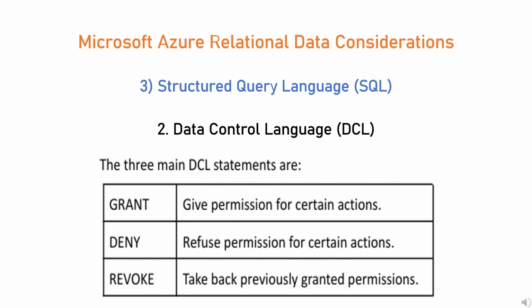The three main DCL statements are: Grant, give permission for certain actions. Deny, refuse permission for certain actions. Revoke, take back previously granted permissions.